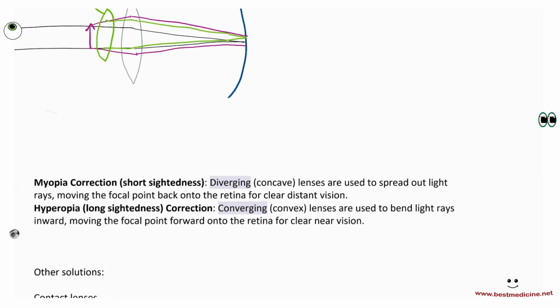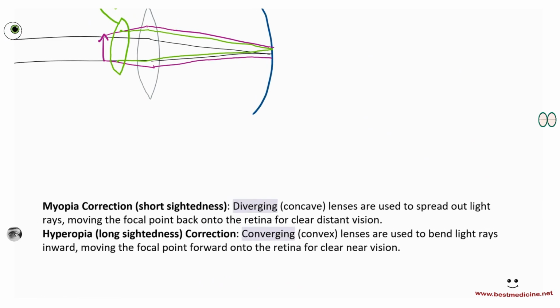And yeah, so let's have a look. Myopia, which is short-sightedness, its correction is that you use a diverging lens, a concave lens, that is used to spread out the light rays before it strikes the lens, moving the focal point back onto the retina for clear distant vision. Hyperopia, hyper is high, so kind of make the link there with long-sightedness, hyper long-sightedness. Correction: converging lens or convex lens are used to bend light rays inwards before it strikes the lens, moving the focal point forward onto the retina for clear near vision.